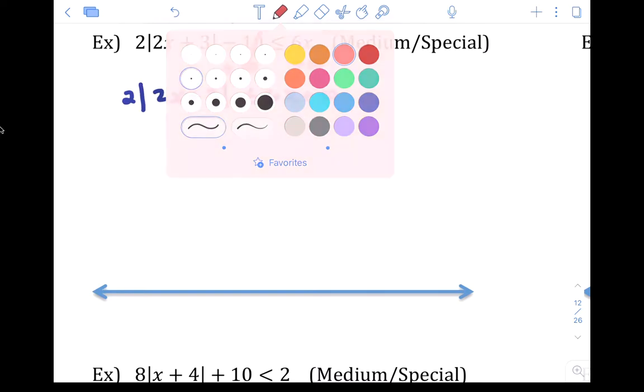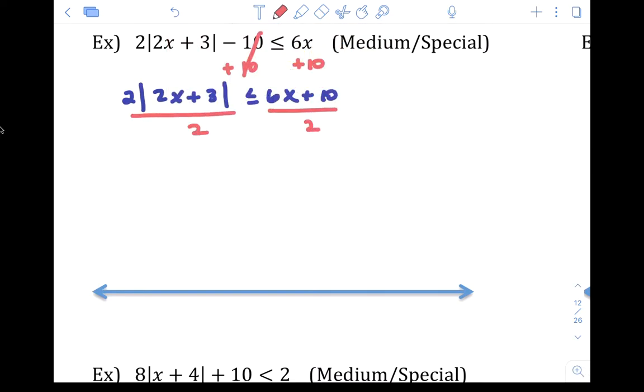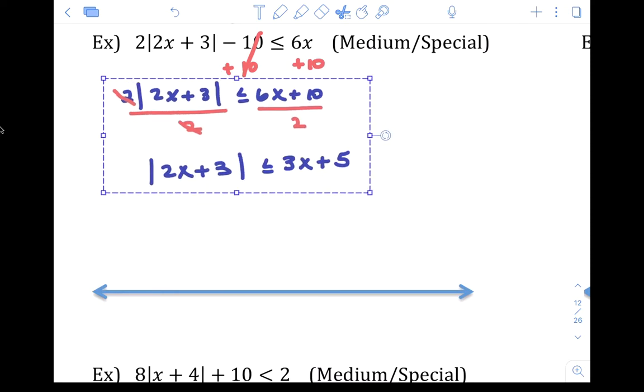Our next step will be to divide by 2 on both sides, which will cross out those 2's. And we update our problem, which becomes the absolute value of 2x plus 3 is less than or equal to, well, 6x divided by 2 is 3x, and 10 divided by 2 is 5. So our final problem with the bars isolated is the absolute value of 2x plus 3 is less than or equal to 3x plus 5. For space's sake, I'm going to size this down and get it out of the way.